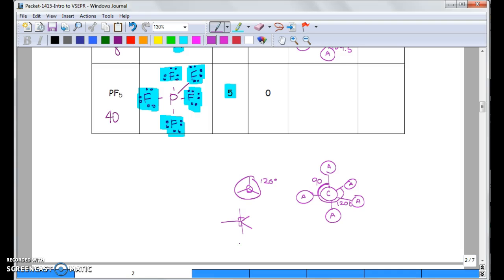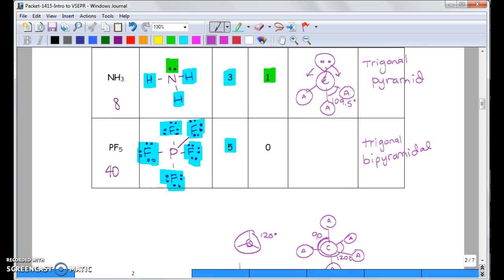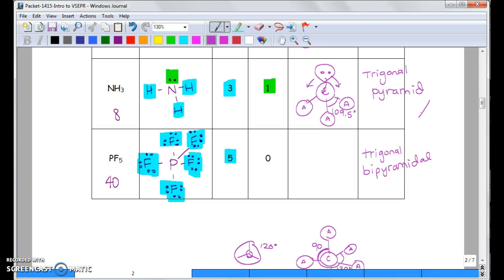So this structure is called trigonal bipyramid, or bipyramidal. It's easy to get this one mixed up with the trigonal pyramid, because one's a pyramid and one's a bipyramid. So the pyramid would make a pyramid with a triangular base. So you get something like that.